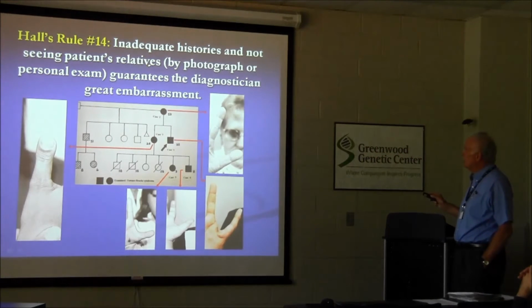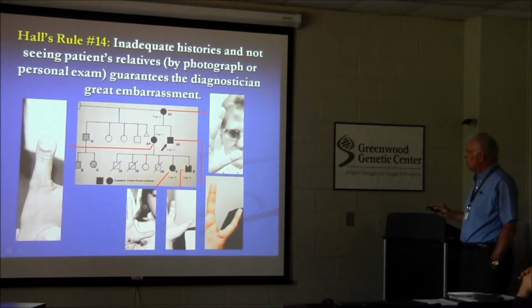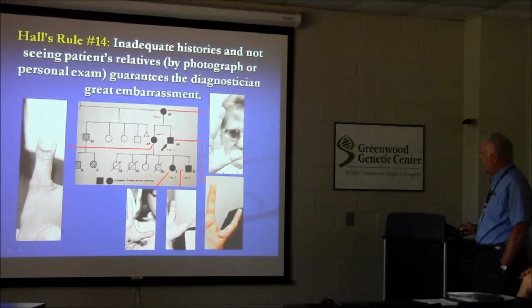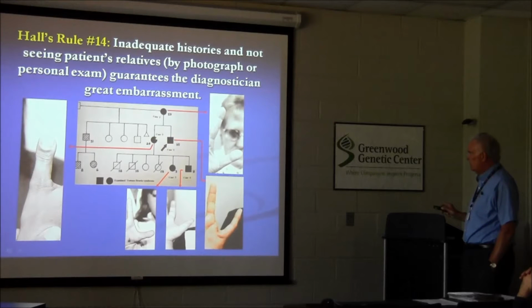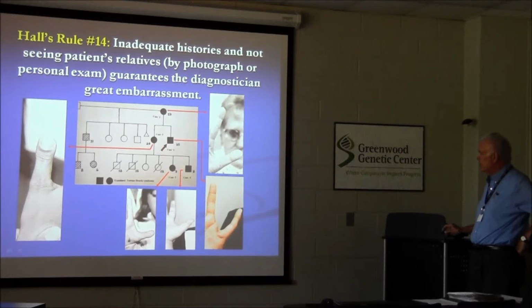Inadequate histories and not seeing a patient's relatives, either by photograph or personal exam, guarantees the diagnostician great embarrassment. So here's a situation where we saw this patient first, because this is his hand. He had a triphalangeal thumb, which is a long but thin thumb, and usually with 3 phalanges rather than 2. And in asking the history, he said, well, I've got a sister, her thumb's a little bit funny, and I've got a nephew and niece that have stubby thumbs. Well, at that point in time, there was no association of this disorder, Townes-Brocks syndrome, with those type of thumb abnormalities other than triphalangeal thumb.